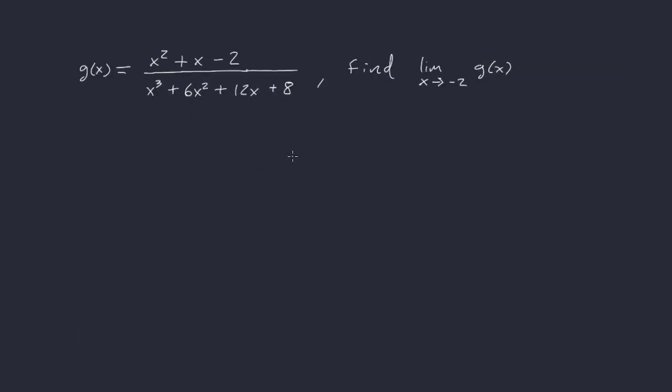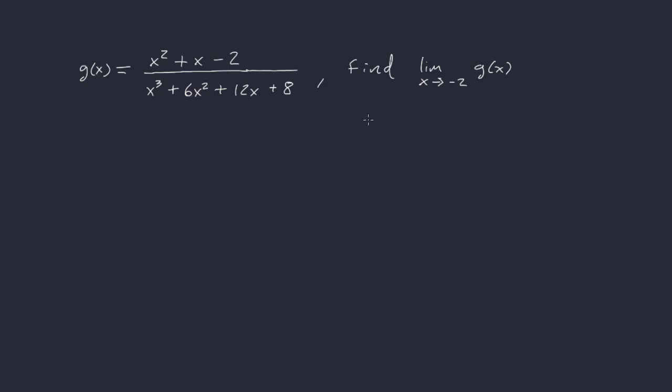All right, let's look at another example here. Let's say our function is g of x equals x squared plus x minus 2 all over x cubed plus 6x squared plus 12x plus 8. All right, this one's going to be a little complicated. And we want to find the limit as x goes to negative 2 of g of x.